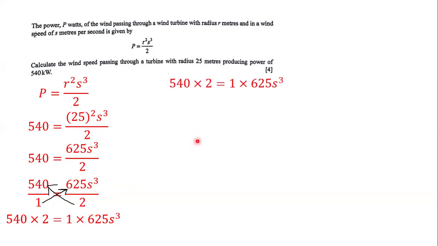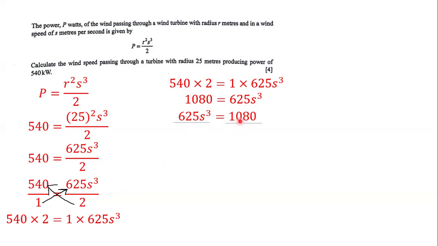Next, let's multiply. 2 times 540 gives us 1080. And 1 times 625 S cubed is 625 S cubed. In this case, we're going to switch the equation, and so we have 625 S cubed is equal to 1080.